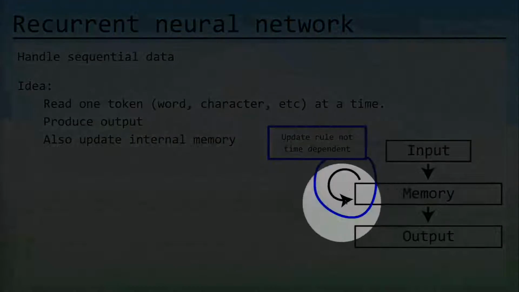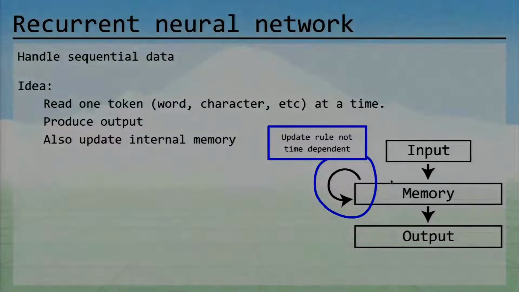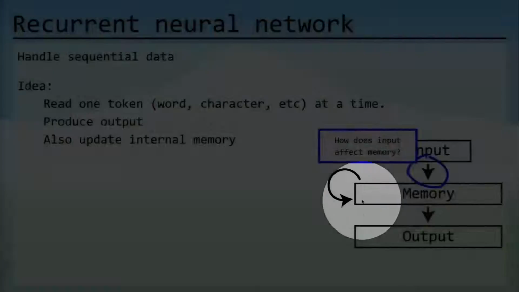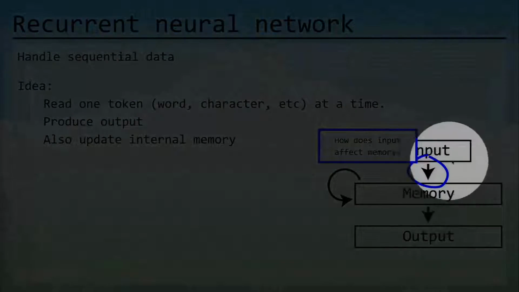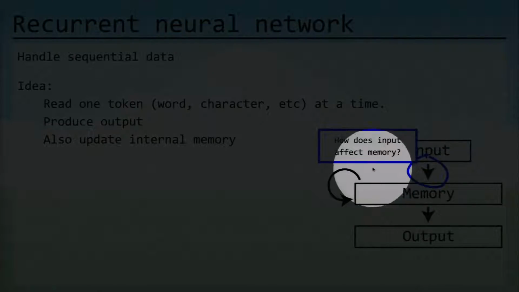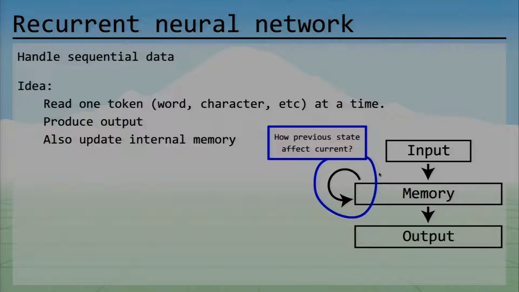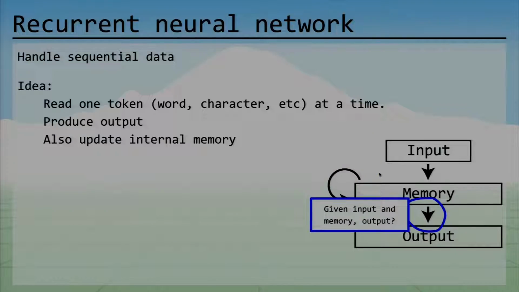So one thing that we have to figure out is how do we want to do this update rule? How do we want our current state to depend on our past state? And also, how do we want our input to affect our memory? How do we want this update rule to happen where we're taking in some new input? We should also probably update our internal state based on that as well. A sentence isn't just defined by all the words that came before, it also matters what word you're currently reading. So we have to figure out these two different components: how we're going to process input, and how our previous state is going to affect our current state. And then given all of these things, our input and our memory, how are we going to produce our output?